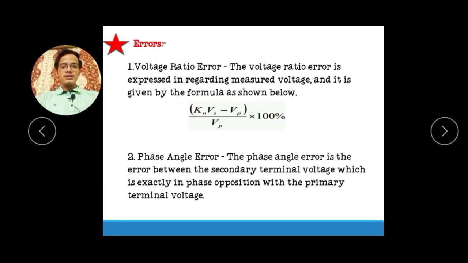Okay. Then next is phase angle error. Phase angle error is the error between the secondary terminal voltage, which is exactly in opposition with the primary terminal voltage. Phase angle error is again due to the magnetizing component of the instrument transformer.